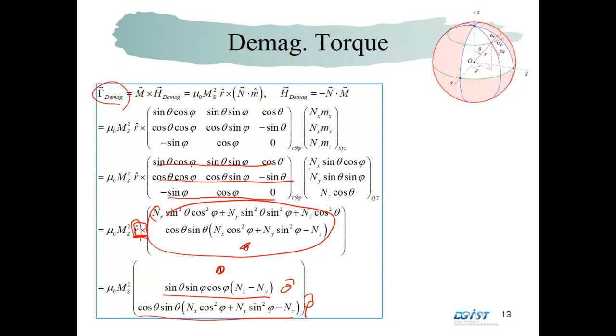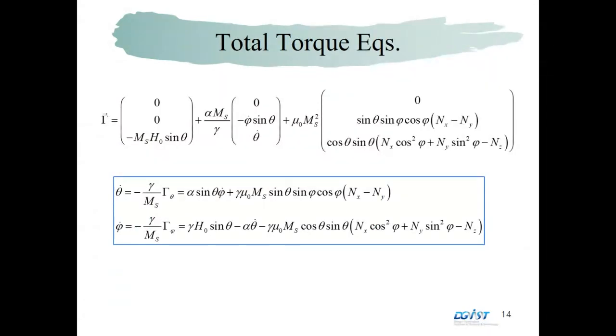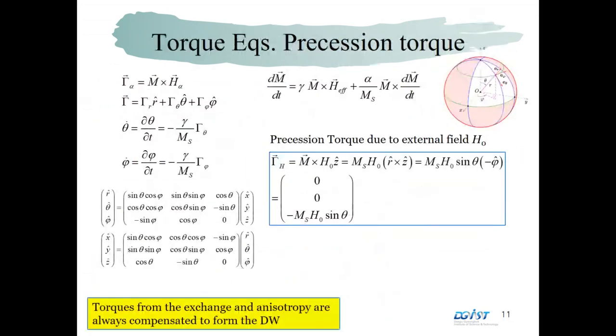So anyway, what we have obtained so far is here. This is the precession torque, damping torque, and the dynamic field torque, right? And this torque component is also the r torque, theta torque, and phi torque. Please remember that this torque component is related to theta dot and phi dot.